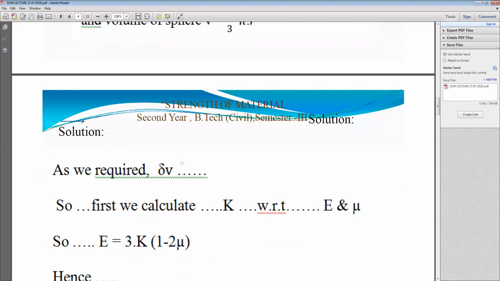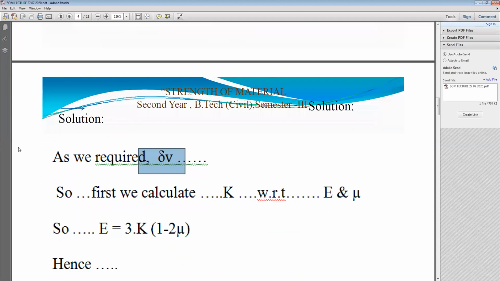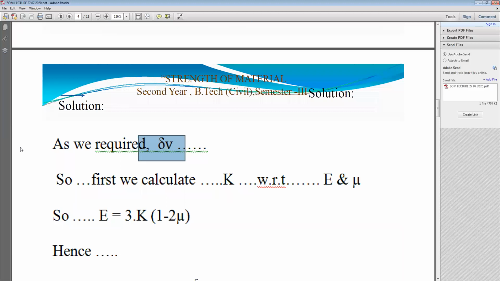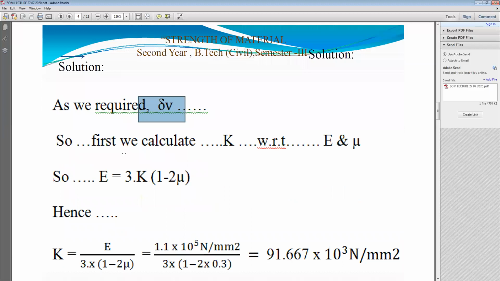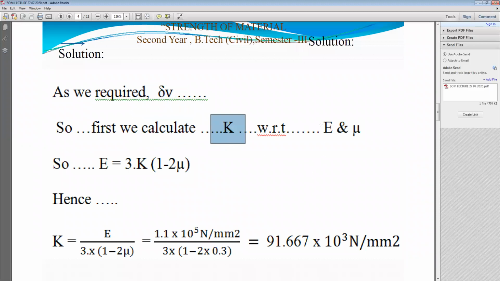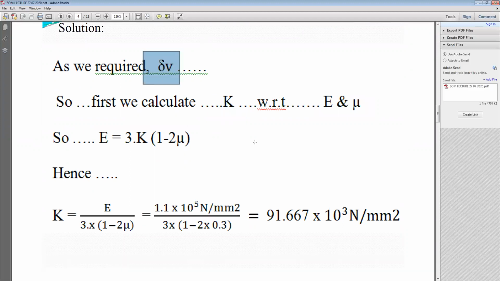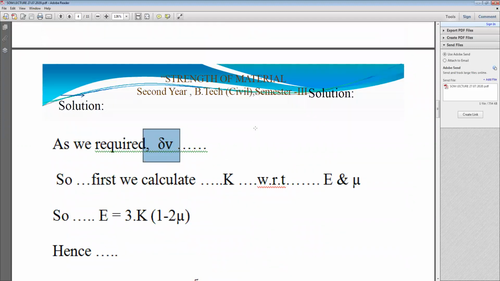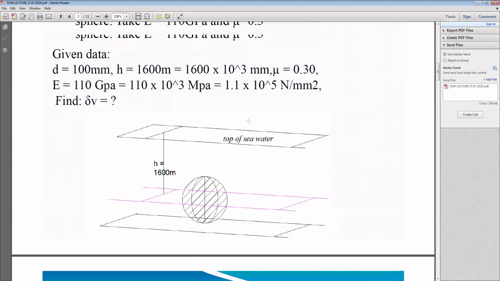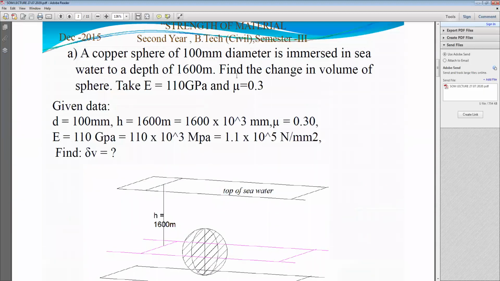As we require the delta V, this is nothing but the outcome which would be carried out by ourselves, by the examiner. So first we have to calculate the capital K, as I already mentioned, with respect to the capital E and mu. By calculating the K, we can calculate the delta V.